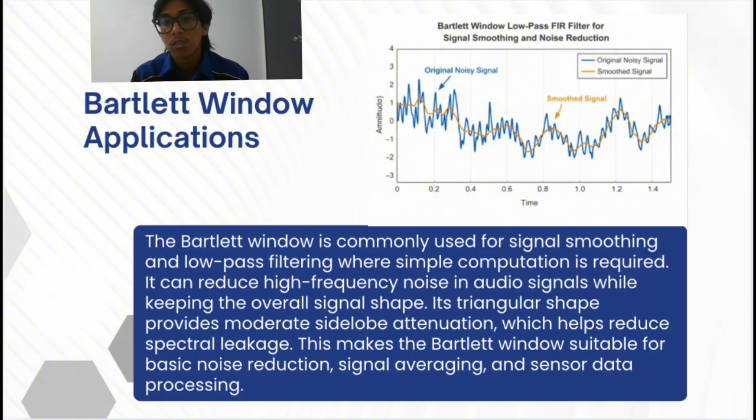The Bartlett window is commonly used for signal smoothing and low pass filtering, where simple computation is always required. Because the Bartlett window can reduce high frequency noise in audio signals while keeping the overall signal shape. Its triangular shape provides moderate side lobe attenuation, which helps reduce spectral leakage. This makes the Bartlett window suitable for basic noise reduction, signal averaging, and also for sensor data processing.